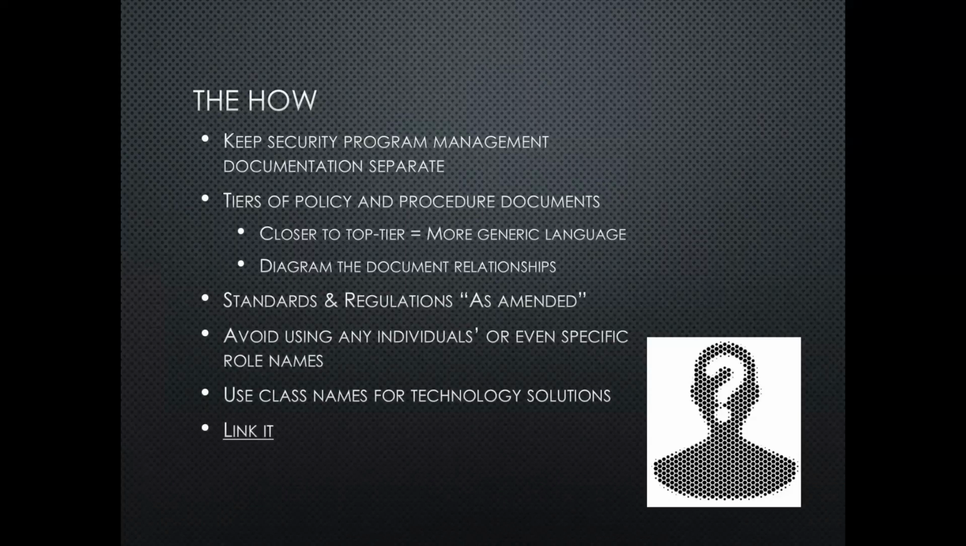The top tiers should be very high level. Try to avoid specifics as much as possible. You can reference the standards and controls that are being applied, and then show the relationships between those top tier documents and the subordinate documents. And that can be very helpful, especially for customers, to be able to understand how your program is built, to include those diagrams of the relationships between the security policy, procedure, and artifact type documents.